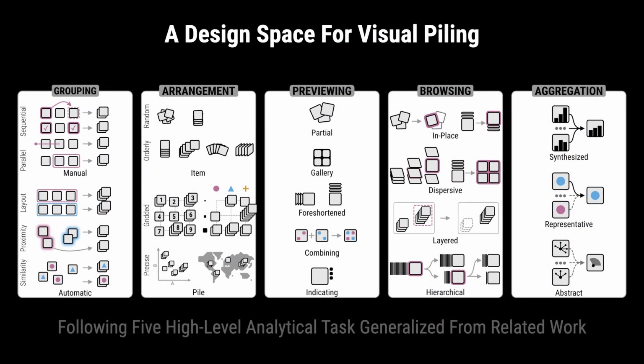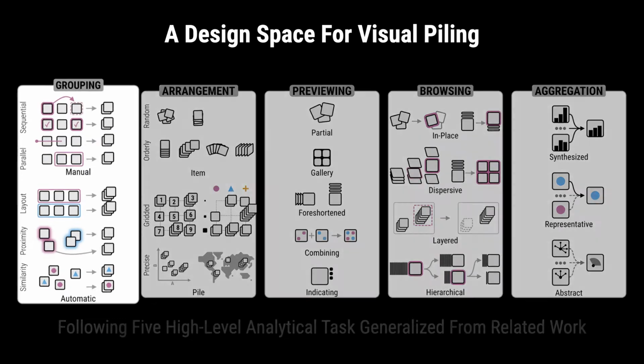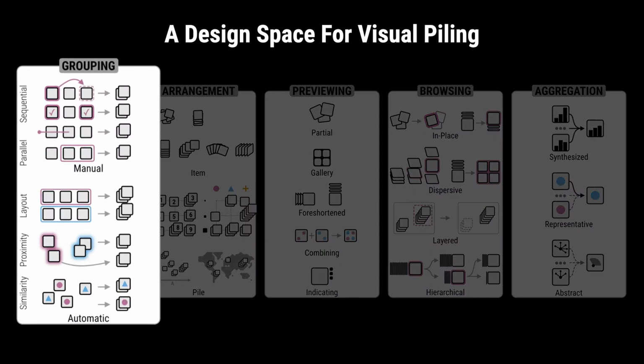Now, based on this literature review, we defined the first generic design space for interactive visual piling. The design space is structured according to the following 5 high-level analytical tasks that we generalize from related work and that every piling interface should support, which are grouping, arrangement, previewing, browsing, and aggregation. For grouping, we distinguish between manual grouping, which is important for personal organization and comparison, and automatic grouping, which is often required for scalability and can be achieved via layout-driven, proximity-based, or similarity-based procedures.